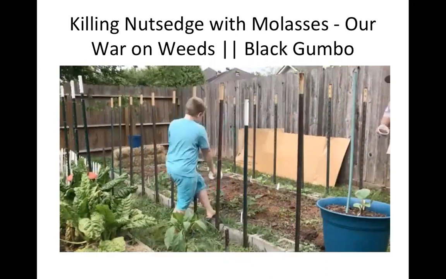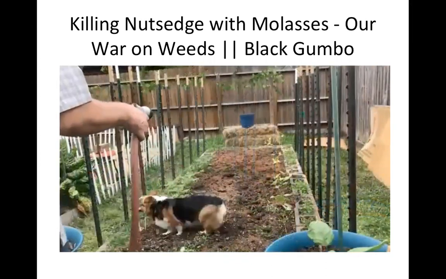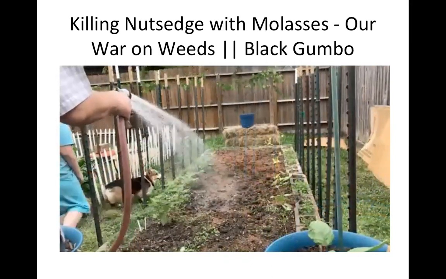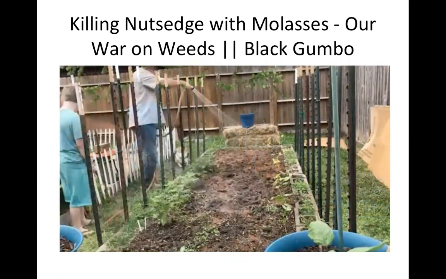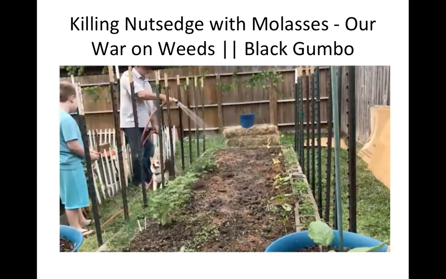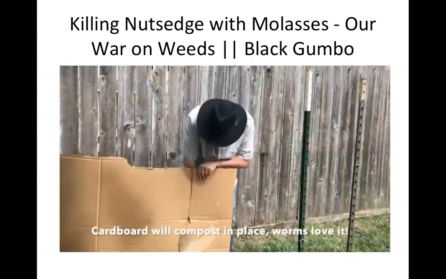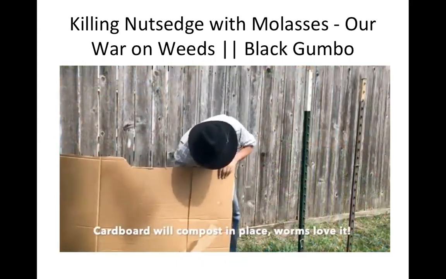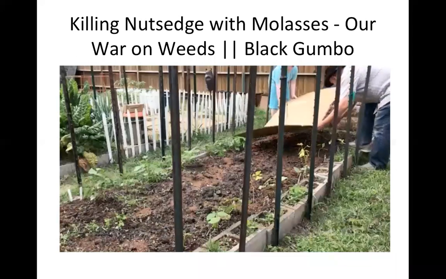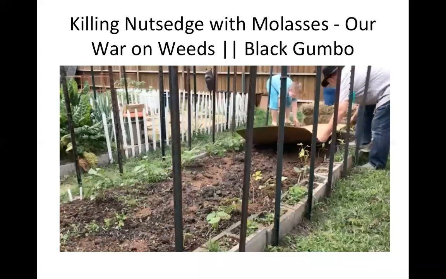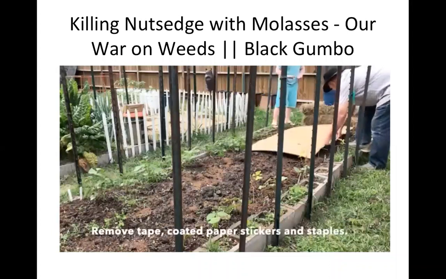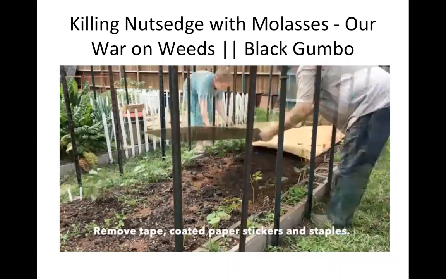So I'm going to put the molasses down, and then I'm going to cover the whole bed except for the beans that are growing in there. Hopefully they can make it through this. But if we lose the whole bed this year, that's okay to get rid of this nut grass. I'm going to cover it with a heavy layer of cardboard to keep the light out. Cardboard is needed because nut sedge can go through most garden, what do you call that stuff? That fabric, that mulching fabric, that garden fabric.